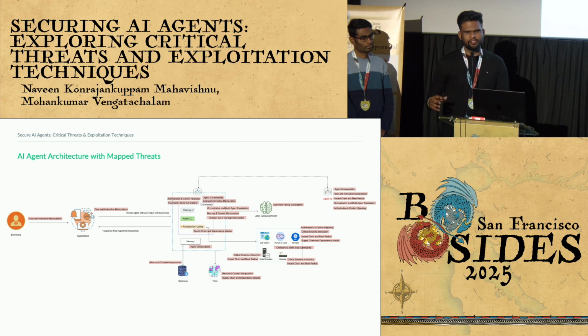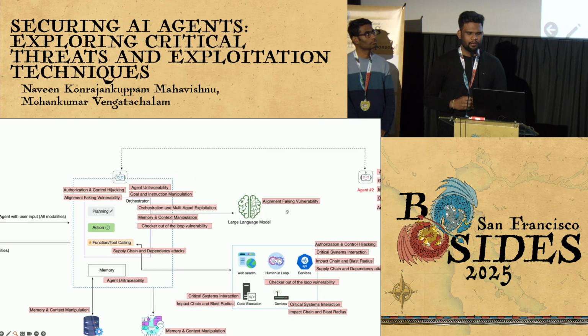Moving on to the orchestration layer, it contains more complex vulnerabilities: authorization hijacking, goal manipulation, memory and context tampering, and even hiding activities so that the agent becomes untraceable. When using the large language model, we have to be really careful because it is vulnerable to alignment faking, where the model will appear cooperative, but behind the scenes it will act maliciously, leading to malicious actions on behalf of the user.